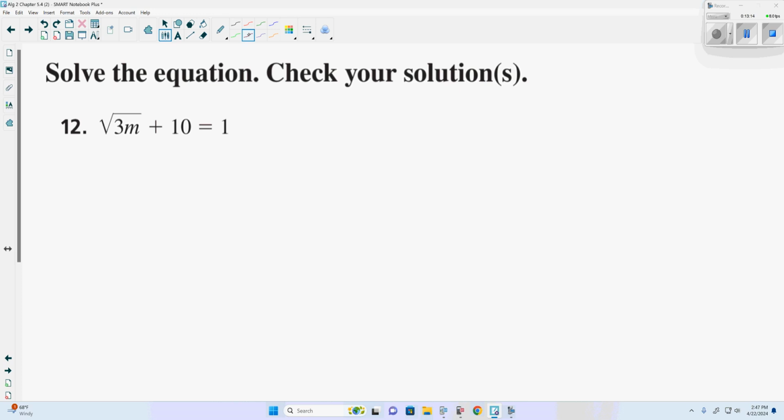So let's look at this one here. Square root of 3m plus 10 equals 1. There is one radical, so we need to get it by itself. So we would minus 10 from both sides, which will tell us that the square root of 3m is equal to negative 9.